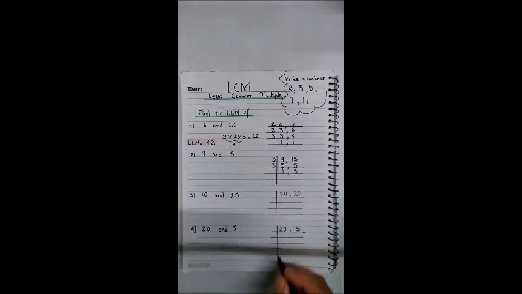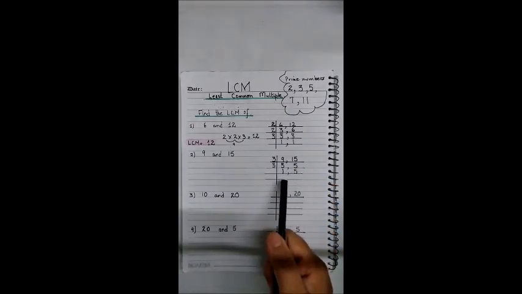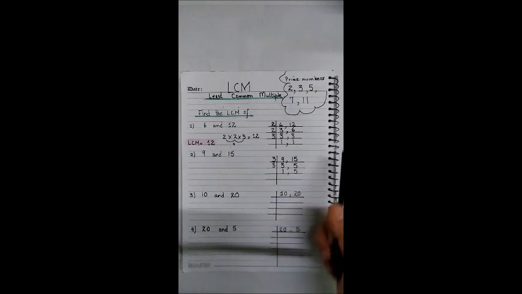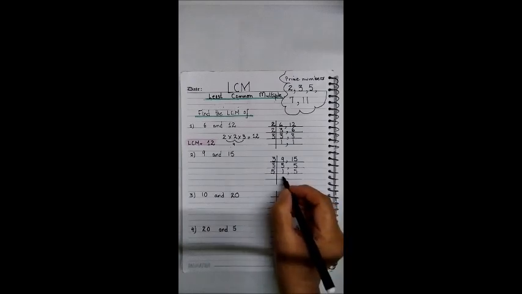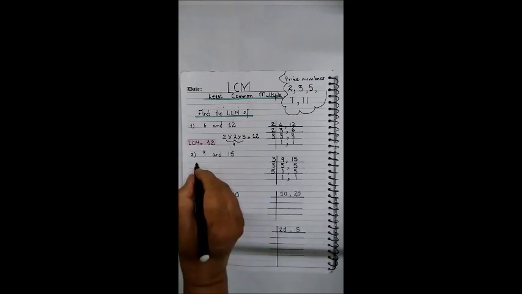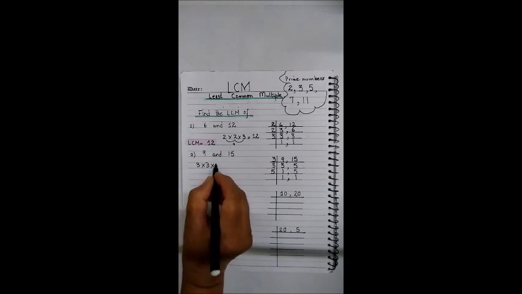I'll pull this number down. And that's it. Now I'm left with 1 and 5. I have another prime number that is 5. So I'll go for 5. Bring the 1 down and put a comma, and 5 ones are 5. Simple. So what have I got on the side? I have got 3 multiplied by 3 multiplied by 5.